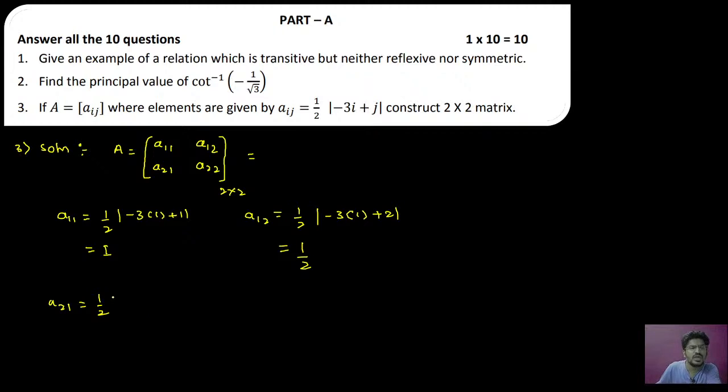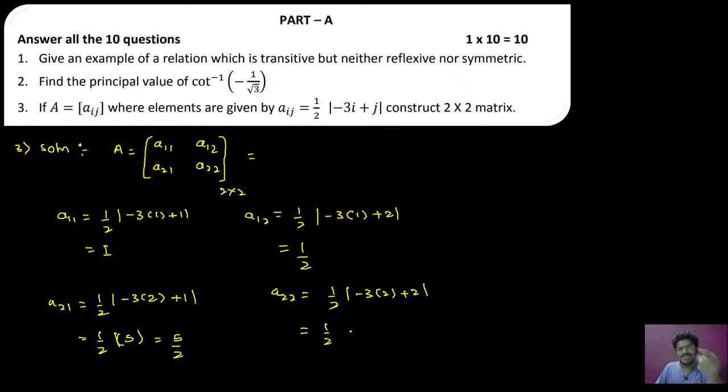So 1 by 2 into, you can just check A21. So that will be minus 3 into 2 plus 1. Therefore 1 by 2 into minus 3 into 2 is minus 6. Minus 6 plus 1 is minus 5. Mod of minus 5 is plus 5. So your answer will be 5 by 2. And you can check A22. So that will be 1 by 2 into mod of minus 3 into 2 plus 2. So this will be 1 by 2 into minus 6 plus 2 is minus 4. Mod of minus 4 is plus 4. So that will be 2.